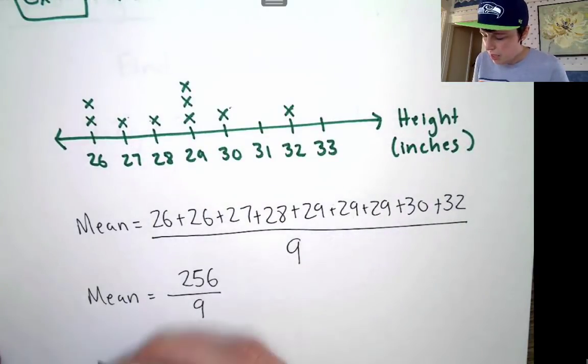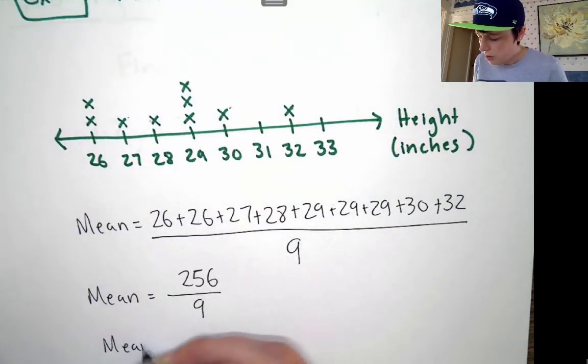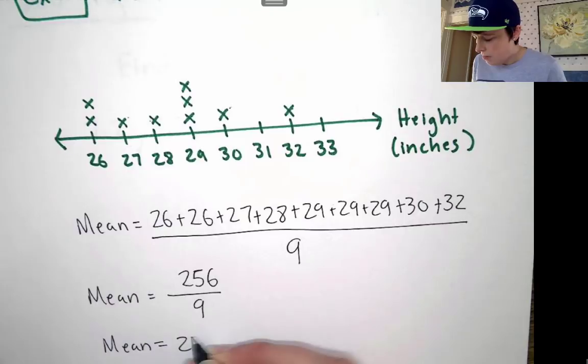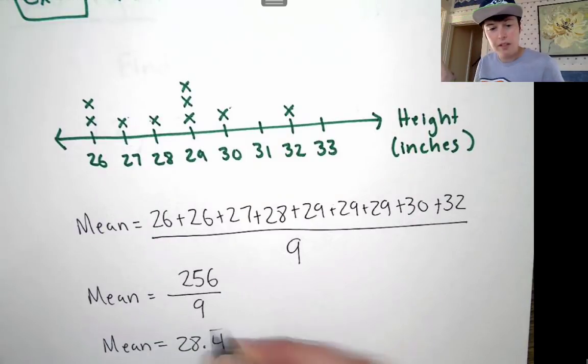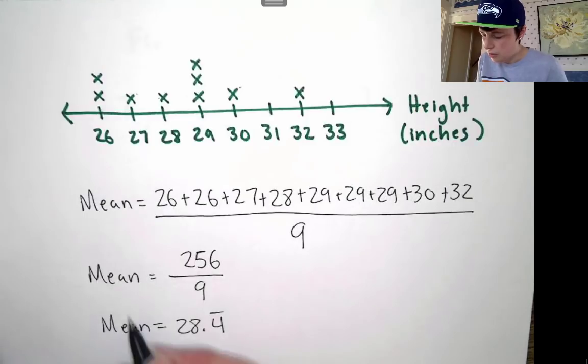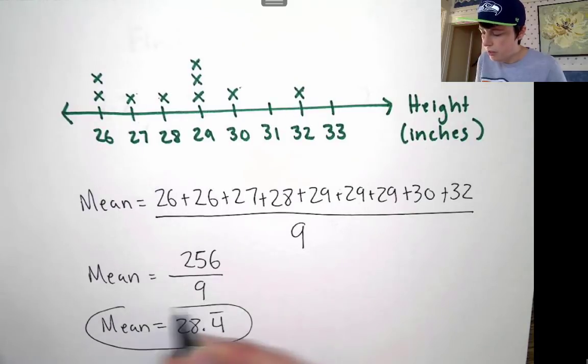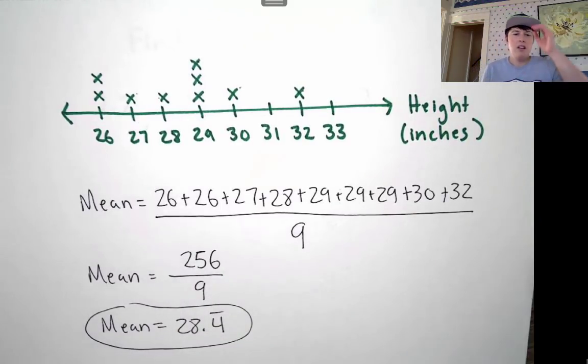So our mean is equal to 28.4 repeated. So we'll put the line on top and circle that. And there's our average value. So on average, if these were dogs, the average height is 28.4 repeated inches tall. That would be the average height, the average of all our values, at least.